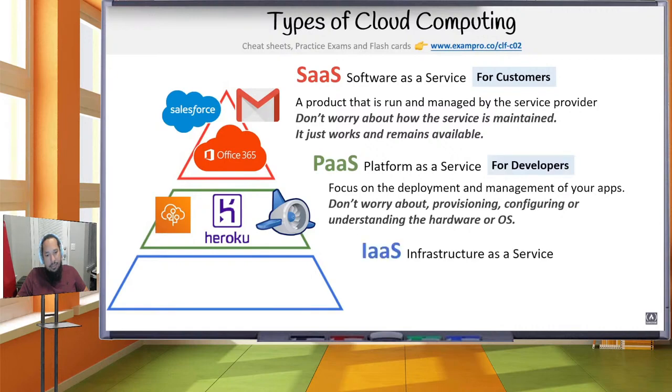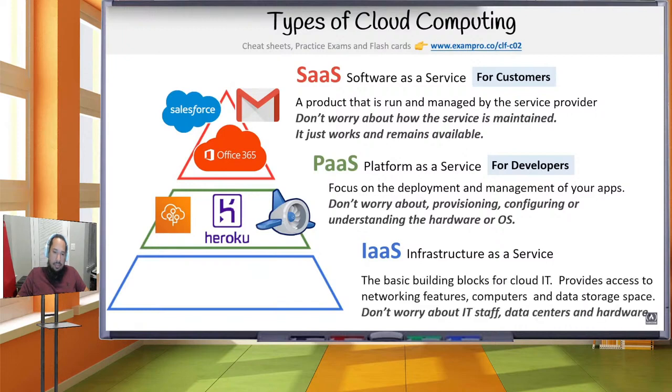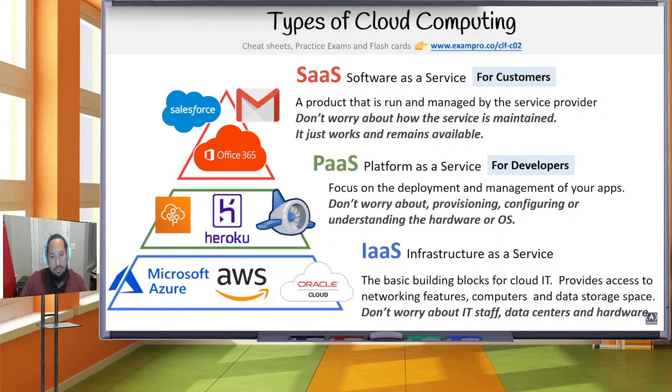Then there is infrastructure as a service. There's no easy way to say IaaS, like it's easy to say SaaS or PaaS. So this is the basic building blocks for cloud IT. It provides access to networking features, computers, and data storage space. And the idea here is you don't worry about the IT staff, data centers, and hardware. And so that would be like Microsoft Azure, AWS, Oracle Cloud, things like that. And these are for administrators, okay? So there you go.